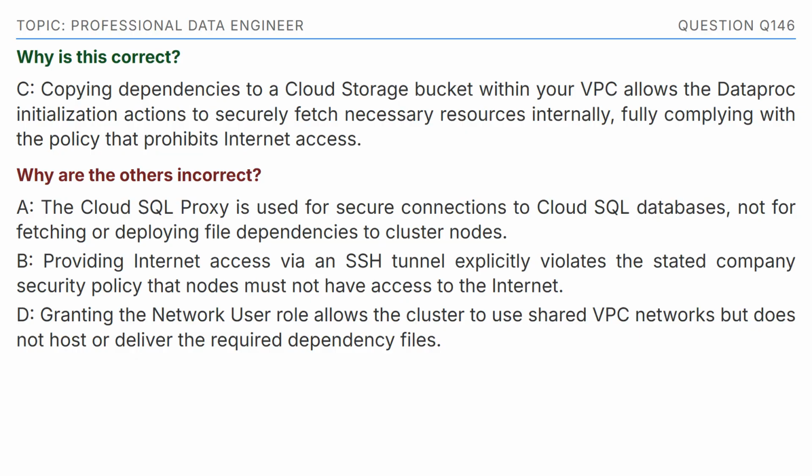Why are the others incorrect? A. The Cloud SQL proxy is used for secure connections to Cloud SQL databases, not for fetching or deploying file dependencies to cluster nodes. B. Providing Internet access via an SSH tunnel explicitly violates the stated company security policy that nodes must not have access to the Internet. D. Granting the network user role allows the cluster to use shared VPC networks but does not host or deliver the required dependency files.